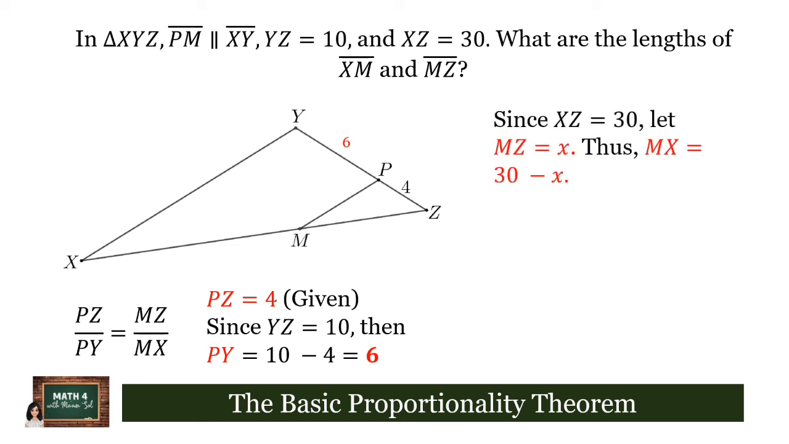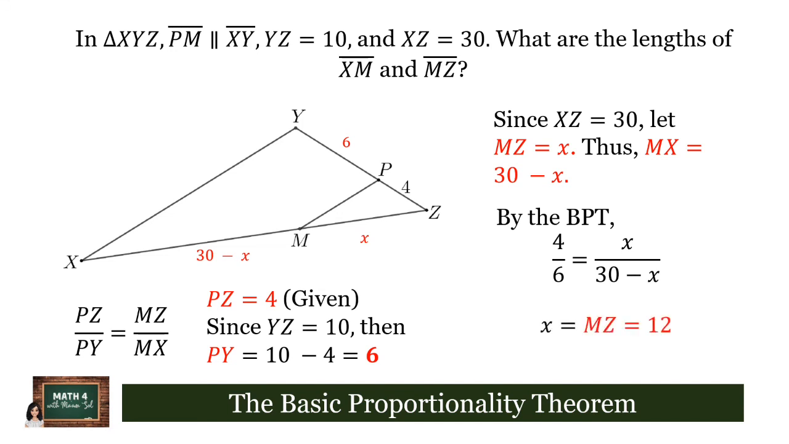And since XZ is equal to 30, we can let MZ be equal to x, and MX will now be equal to 30 minus x. By the basic proportionality theorem, again we can have the working equation 4 over 6 equals x over 30 minus x, which are the values of PZ over PY equals MZ over MX. Solving this algebraically, we would get that x is equal to 12, and since we let MZ be equal to x, MZ is equal to 12. And MX now is equal to 30 minus x, which is 30 minus 12, and that is 18. So we have solved the problem.